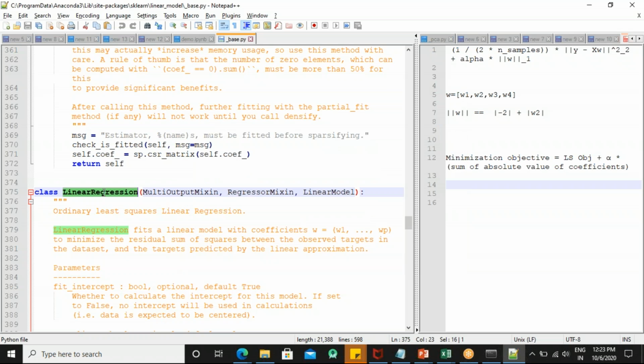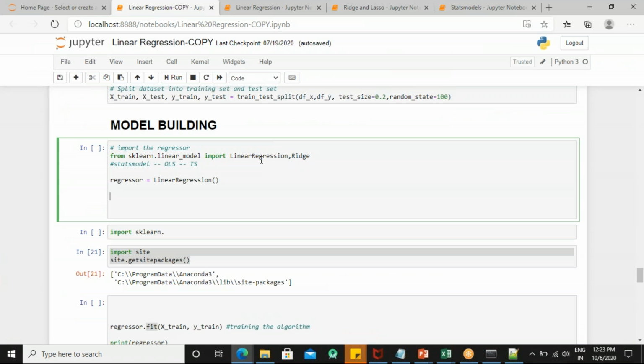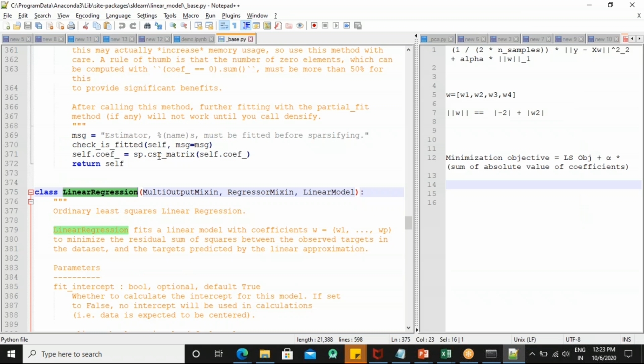See, guys, you can see a class is already there with the name of linear regression. What I'm saying is this linear regression is a class, right? That's what I was telling you. But how can you prove that? Go here.